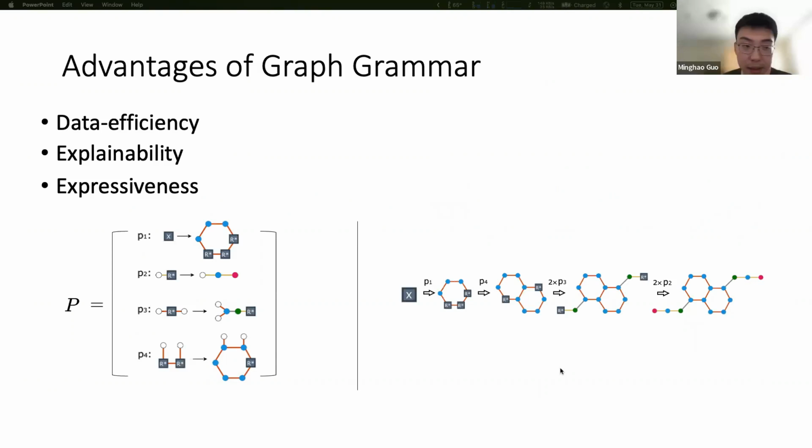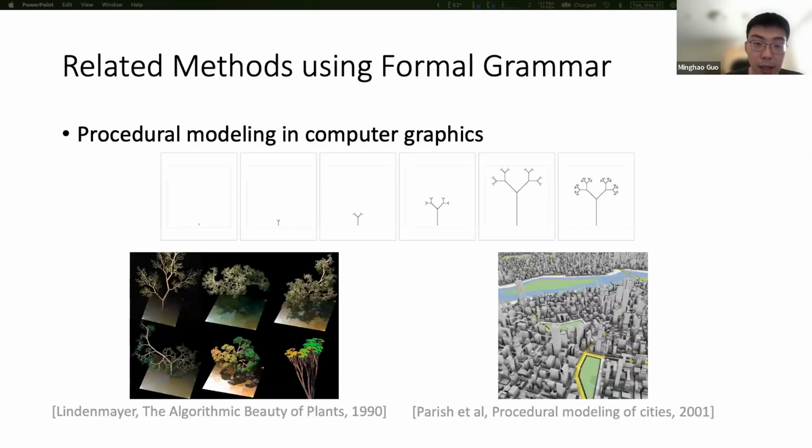Yes, so the advantages of the grammar: we can use a small set of rules to generate large numbers of samples, and it suits the data efficiency constraint, and the generation process is totally explainable and understandable. And we can also design production rules to integrate the necessary chemical constraints and knowledge, making this grammar expressive.